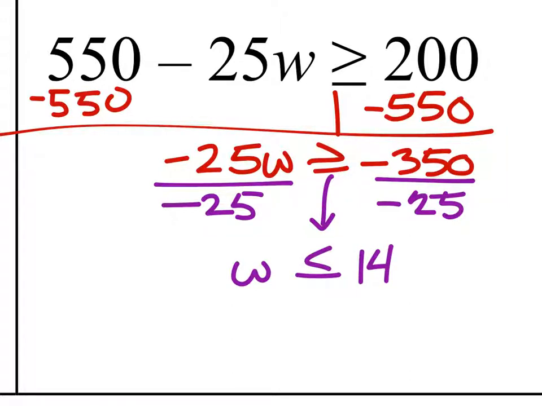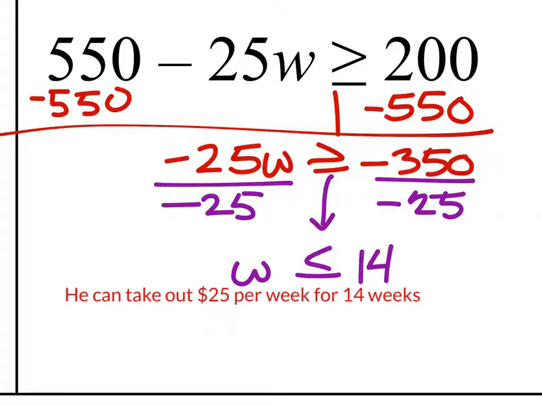There we go. So just so we know in words, because we should know this in words, let's just write the answer in words, okay? So, he can take out $25 per week for 14 weeks. How do we know that? Let me take that back. It's not for 14 weeks. It's for up to 14 weeks, because this is an inequality. So if you wanted to do it just for 12, you would still meet his goal.